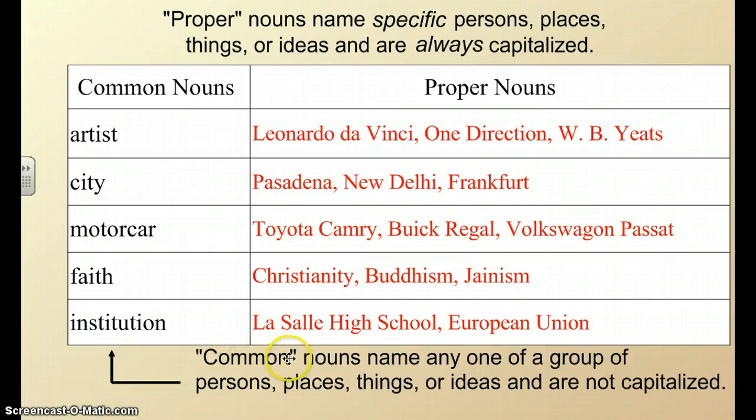Common nouns, again, are just a group of persons, places, or things, or a singular person, place, or thing, but it is not the specificity that you see with these capitalized ones over here.